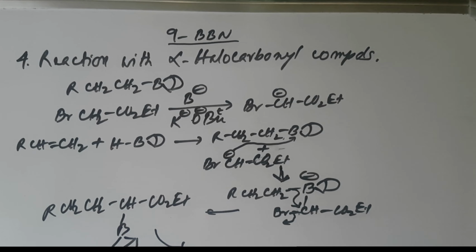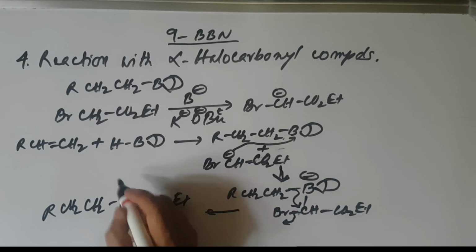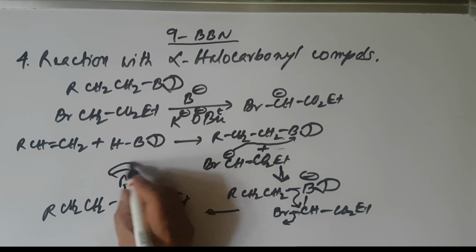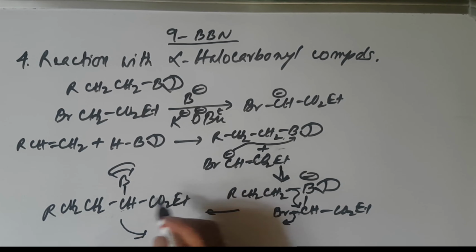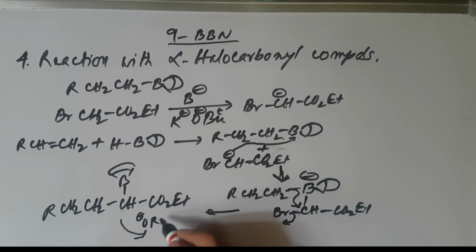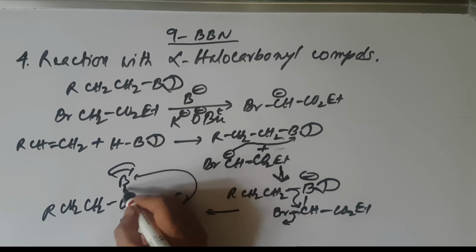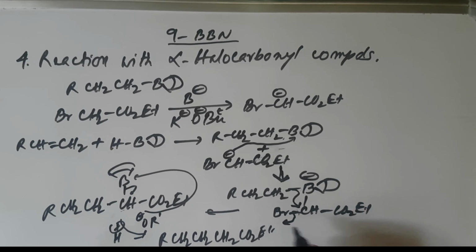So you cannot see here, I'm just writing here. This one, 9BBN. Okay, so after reaction with base again, this will again take up OR negative charge. So I take it here, so it will give like this. Pick up the proton. So the final product will be RCH2CH2CH2CO2R. Okay, so this is the final product.